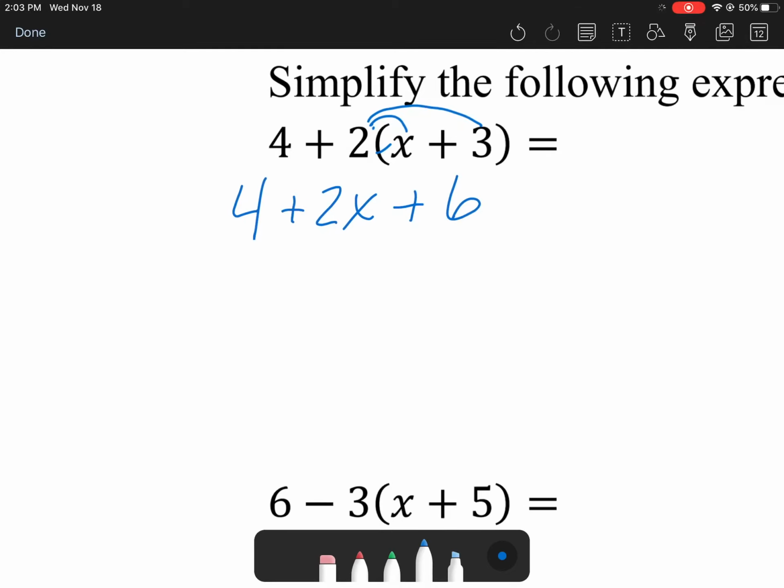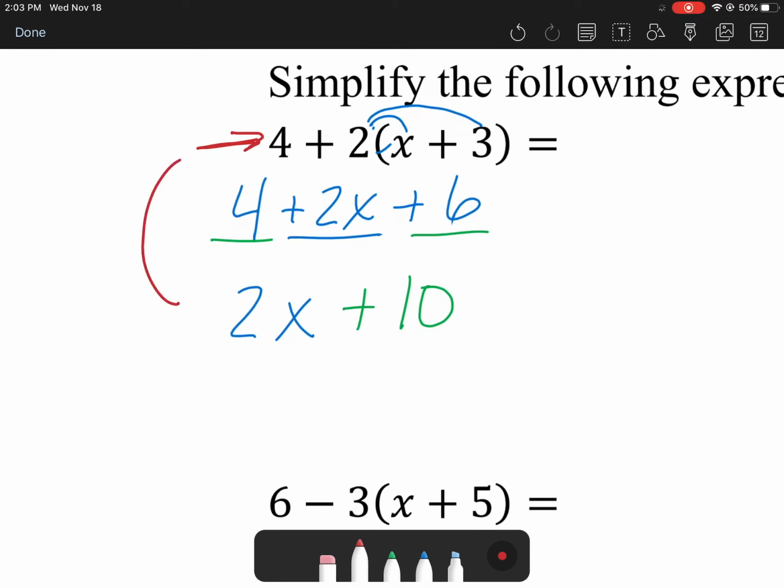Now that I went through and I did the distributive property, I can now combine my like terms. 2x is hanging out by itself. There's no other x term. And then I have 4 and 6 that I can add together, which is 10. So that means that this expression here simplifies to 2x plus 10. And this is my final answer.